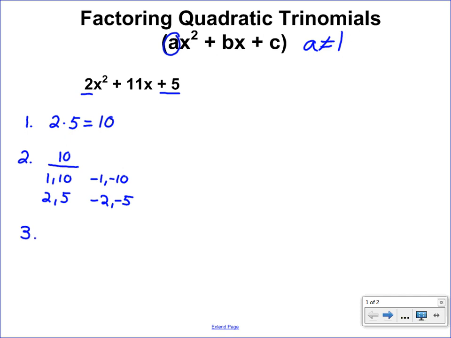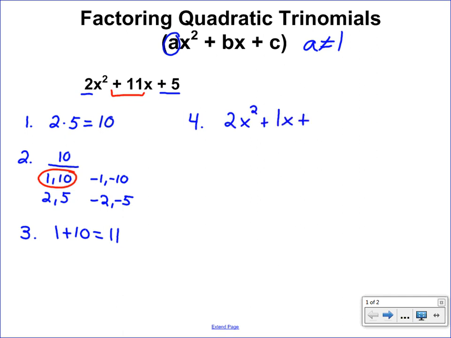Step 3, we want to choose the factors that add up to the middle term. In this problem, it's going to be a positive 11. That means I'm going to select 1 and 10. Step 4, I'm going to rewrite the original problem, but instead of writing 11x, I'm going to split 11x into the 1x and the 10x.